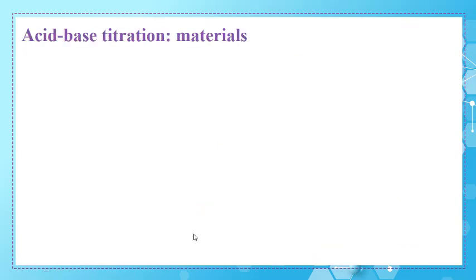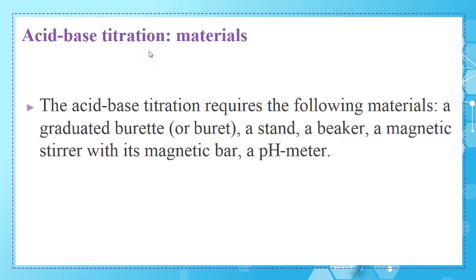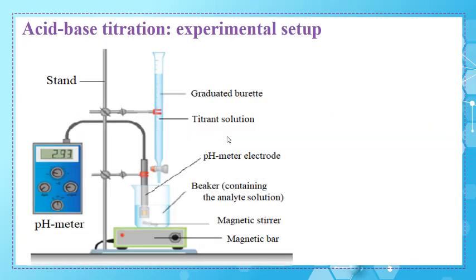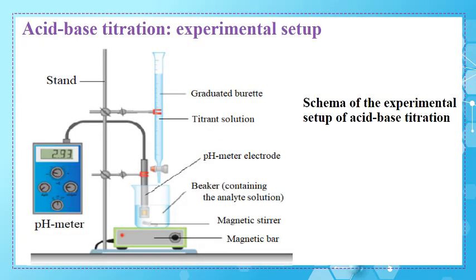Now, what about the materials of the acid-base titration? Those materials also have to be memorized by heart. As in any titration, it requires a graduated burette, a stand, a beaker, a magnetic stirrer with its magnetic bar, and a pH meter, which is a material specific to acid-base titration, while the other materials are used for all kinds of titration. Now let's see the experimental setup of the acid-base titration in a schematic way.